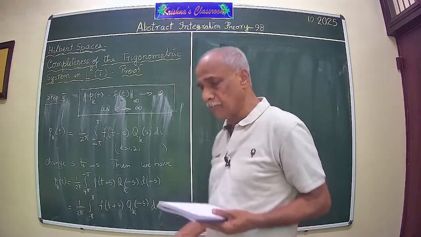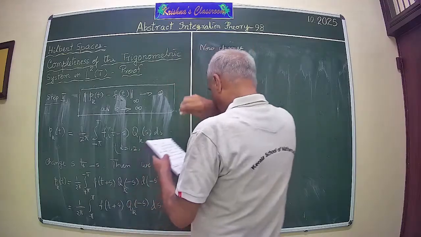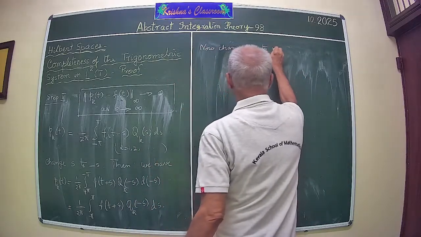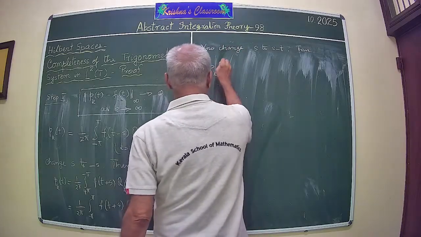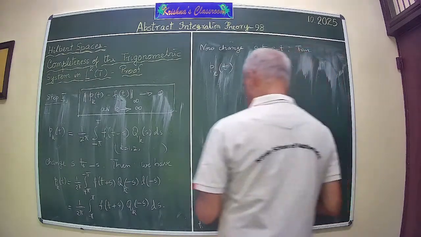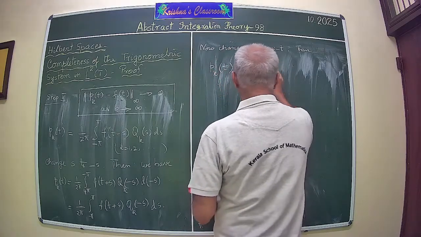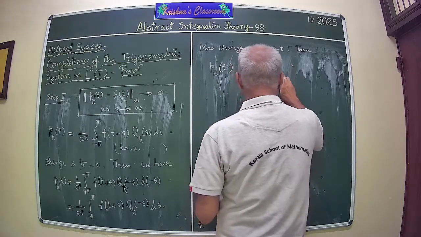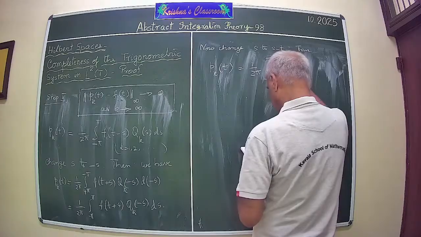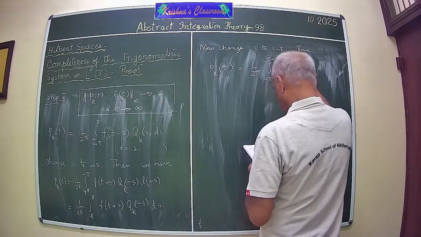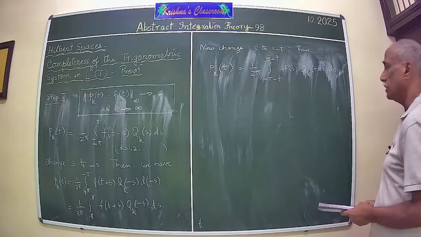We do one more change of variable. Now change, then Pk(t) would become 1 upon 2 pi times the integral from t to pi minus t of f(s). That's a simple change of variable.